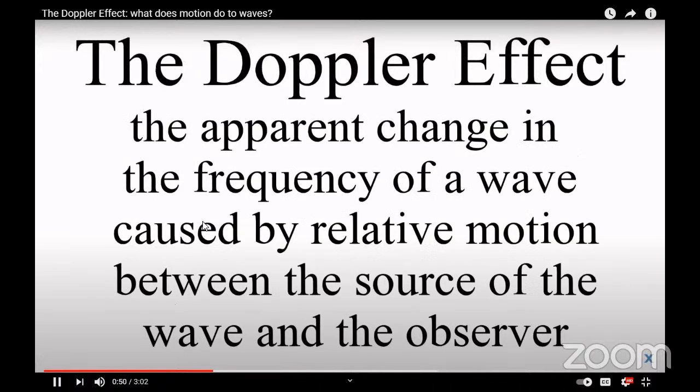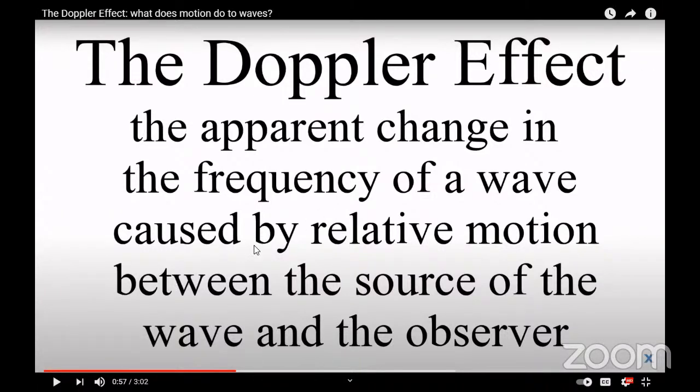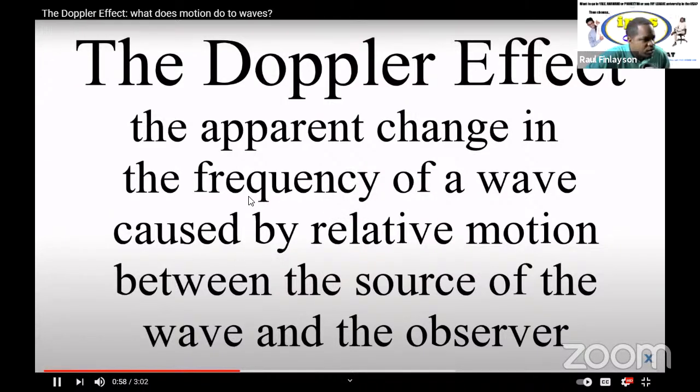So that is the Doppler effect, the apparent change in the frequency of a wave caused by relative motion between the source of the wave and the observer. So it changes the frequency of the wave. Remember, guys, if frequency changes, wavelength changes. Whatever happens to the frequency, the opposite happens to the wavelength. They are inversely related. It makes sense, but it gets interesting when you consider some of its applications.